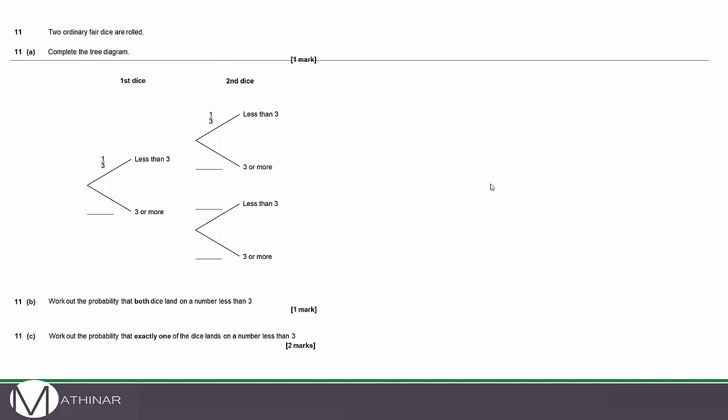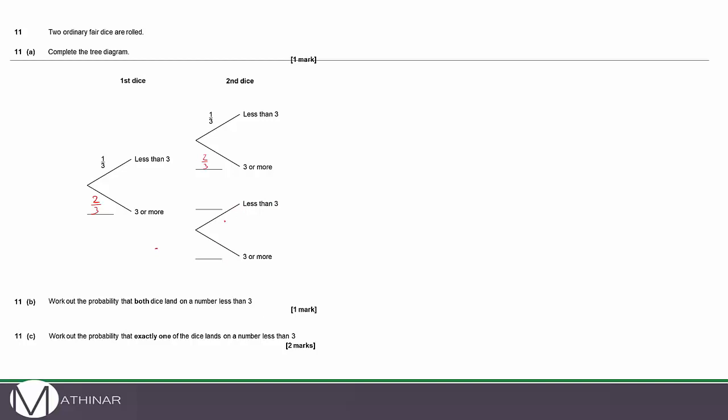Question number 11. Two ordinary dice are rolled. Complete the tree diagram. So we've got the first dice, so you've got the probability that it's less than 3, and then the probability that it's 3 or more. You must remember that all probabilities add up to 1, so each branch will need to add up to 1. So if we've got 1/3 on this side, we need to have 2/3 on this side. Again, 1/3 here, so 2/3 here, so the branch adds up to 1.